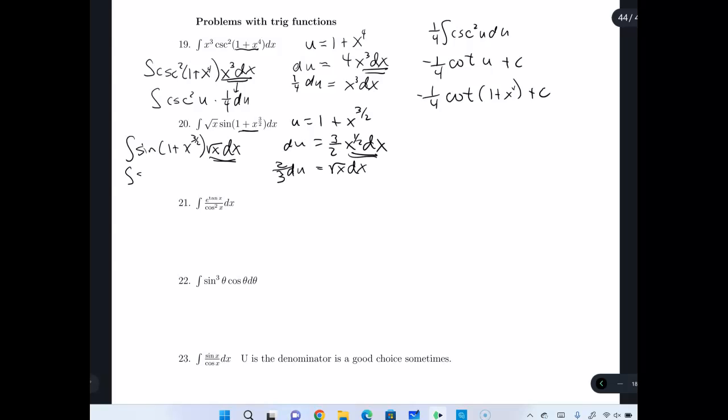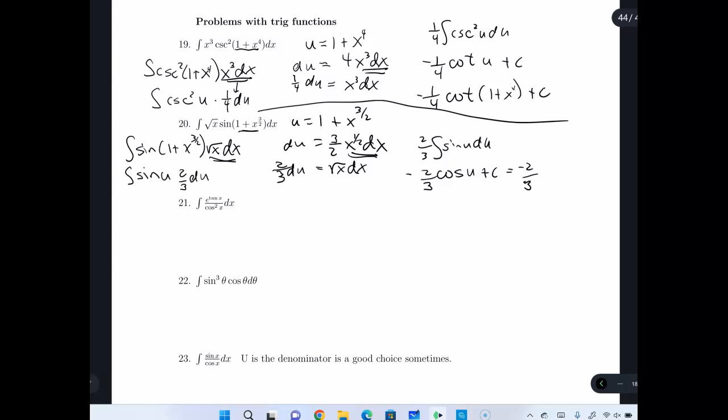All right, so this gives me sine of u, and then times 2/3 du. So 2/3 sine of u. So that gives me a negative 2/3 cosine of u, and I put the u back in. Plus c.